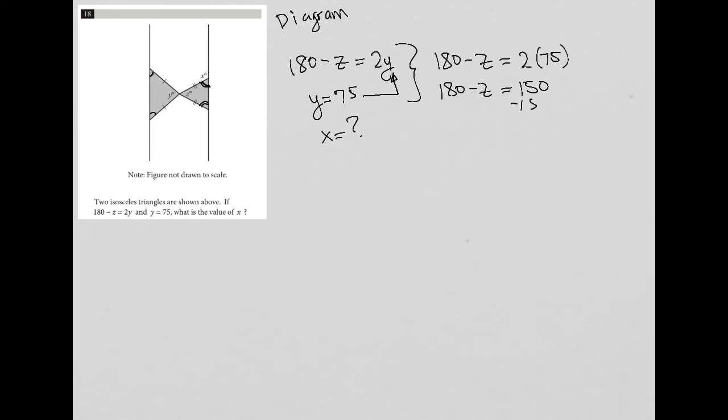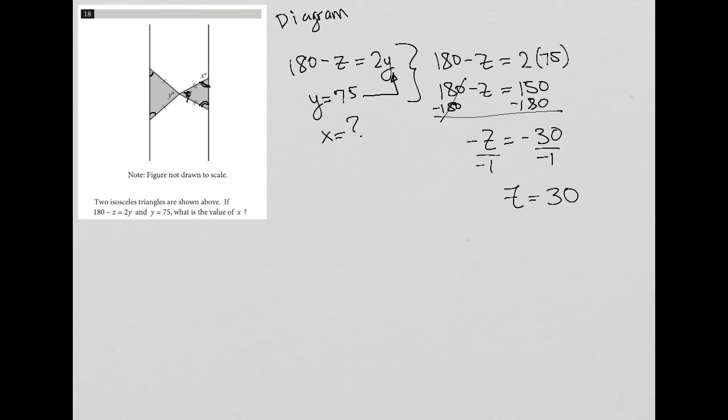And I'm going to just subtract 180 from both sides so that I have negative z is equal to negative 30. And then I can divide both sides by negative 1 so that z is equal to positive 30. And then what I like to do is, now that I know that z is 30, I can just put in here, it's pretty small, but I know that that's 30.